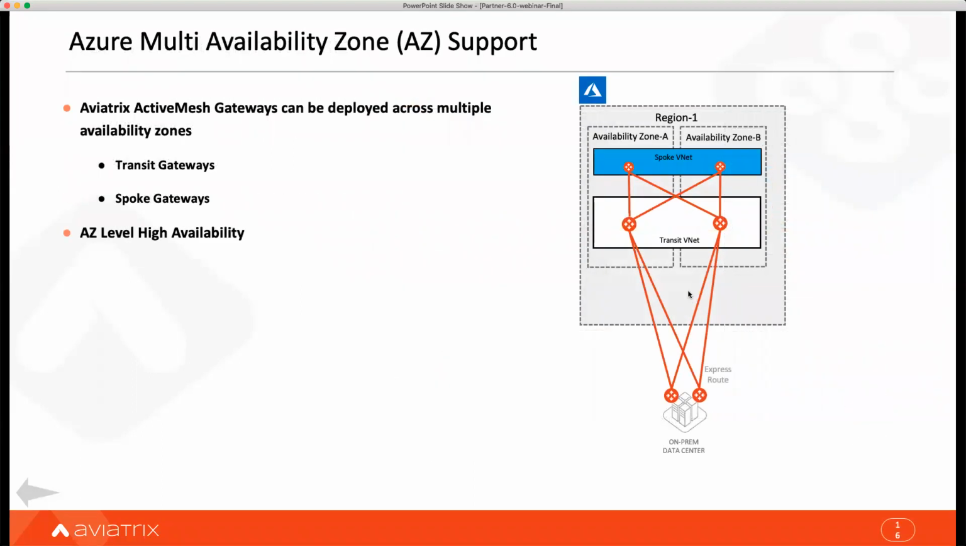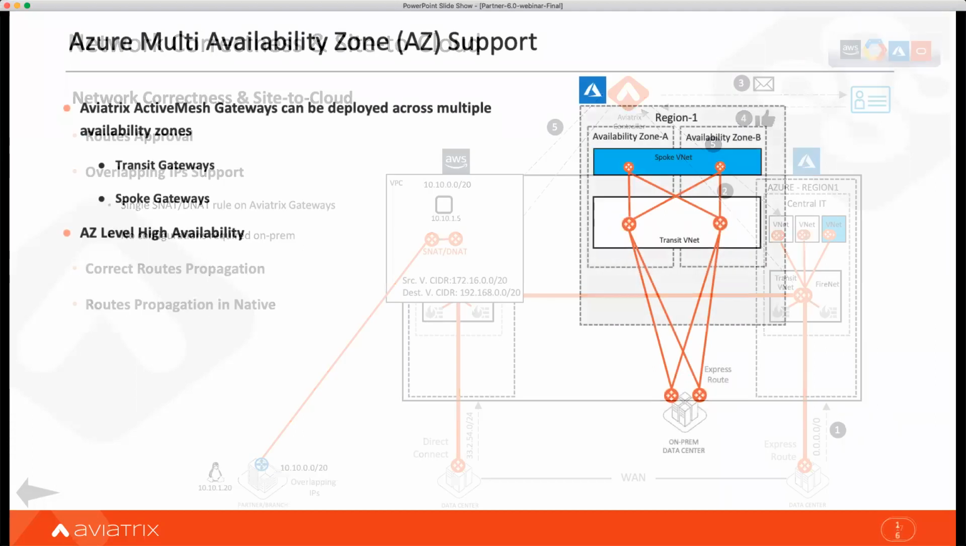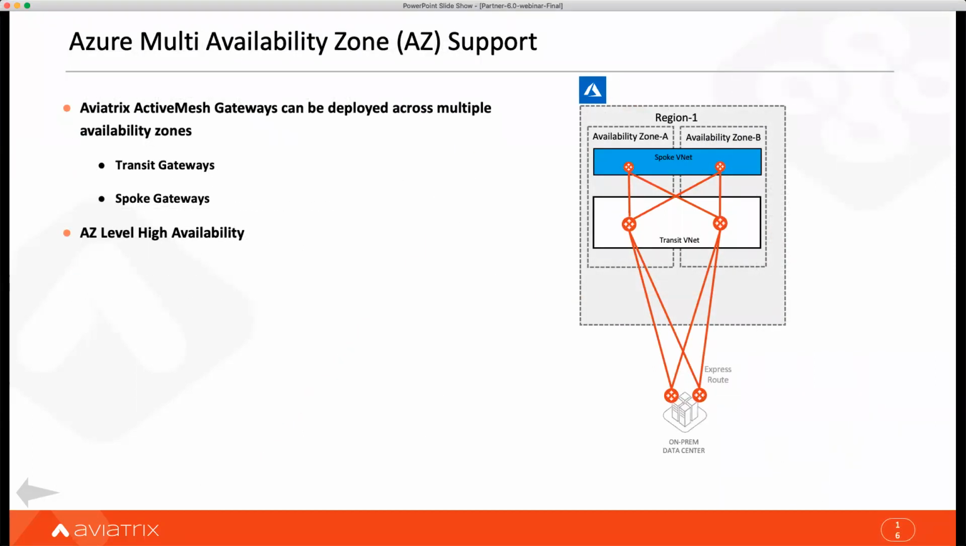Now we have this capability, and we have similar capabilities in Azure as well. We have brought a similar capability to Azure. Even if you have zone A and zone B and you want to extend the transit gateway and spoke gateway across the zones, now you have this capability in 6.0. And of course, we also support HA in Azure and GCP as well.